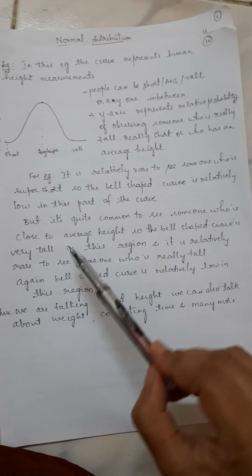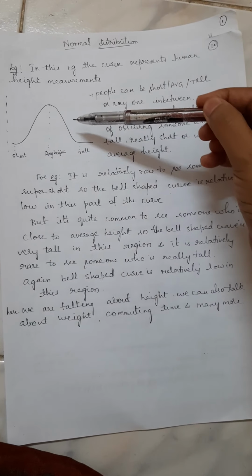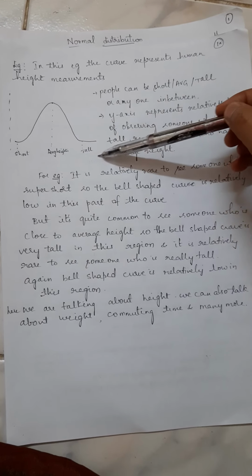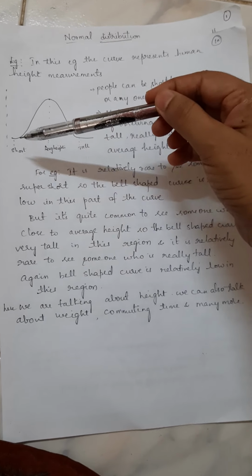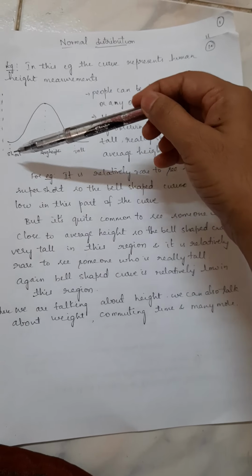And it is relatively rare to see someone who is really tall. Again, the bell shaped curve is relatively low in this region. So here we are talking about height. We can also talk about weight, commuting time, and many more.